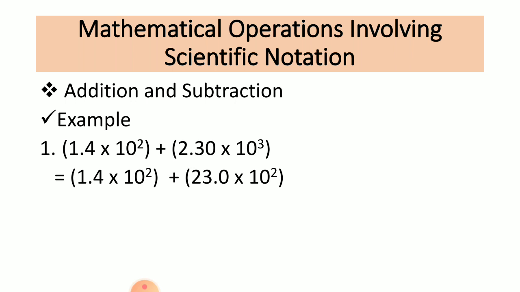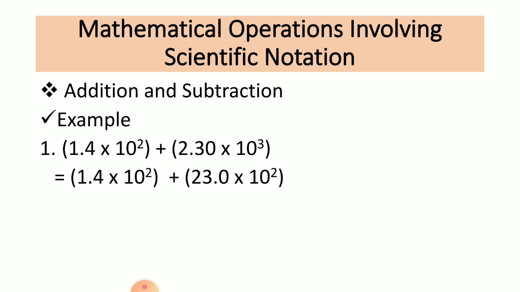What is needed so that the exponent 3 will become 2? So we need to subtract 1. That is negative 1. Therefore, we will move the decimal point 1 unit to the right. So that will now become 23.0 times 10 raised to 2.